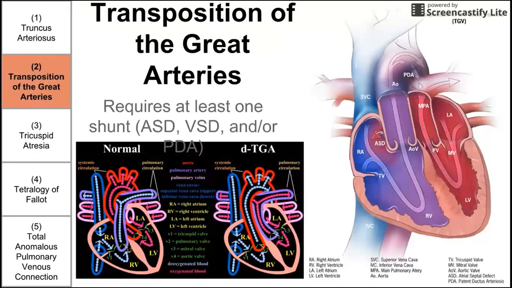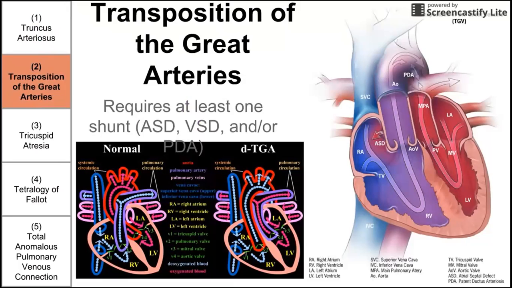Next one, we have 2, which is transposition of the great arteries. This one's called 2 because we have 2 great arteries and they're both switched. Now, the great arteries are the aorta and the pulmonary artery. The aorta is usually attached to the left ventricle. The pulmonary artery is usually attached to the right ventricle. In this case, they're switched.